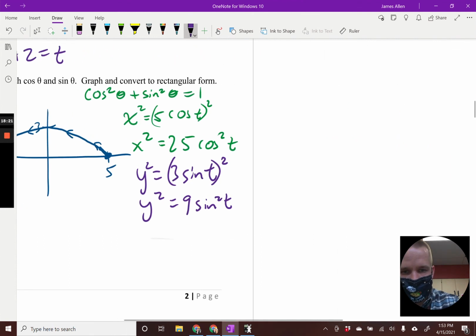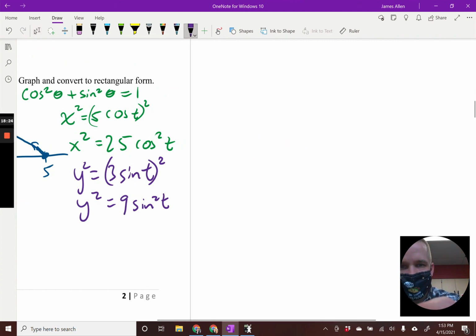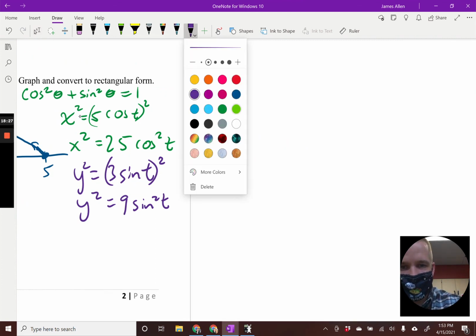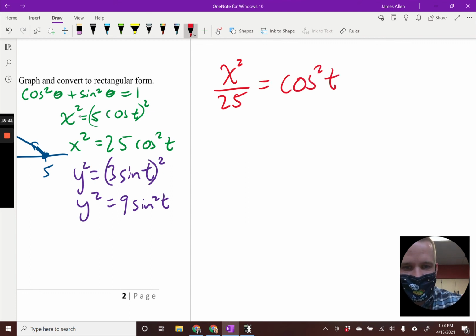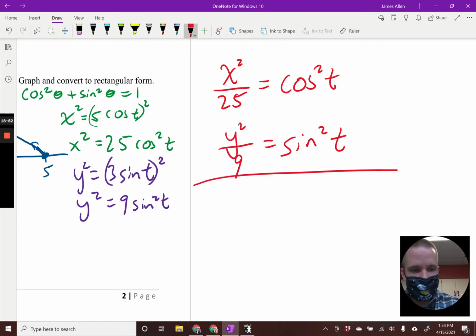Okay. Now, I'm going to come over here, give us a little more room to work with a fresh color. I'm going to go with red. I'm going to get cosine squared by itself. So I'd have x squared divided by 25 is equal to cosine squared t. And I'll do the same thing for the y here. y squared divided by 9 is equal to sine squared t. If I add these two equations together, each side, I'm going to get cosine squared plus sine squared is equal to 1, right? And then I'll keep these guys separate.